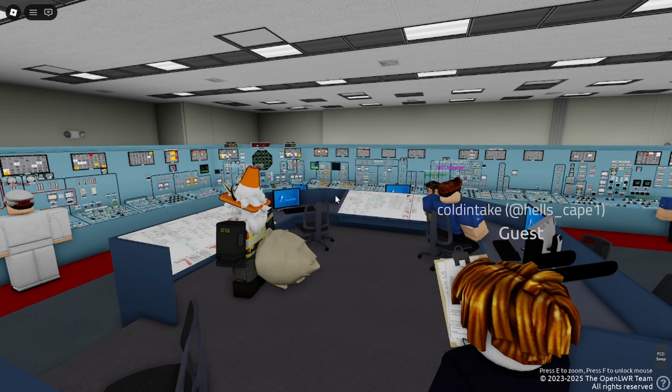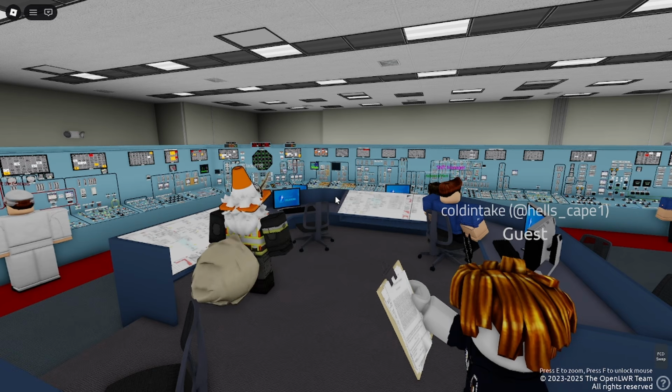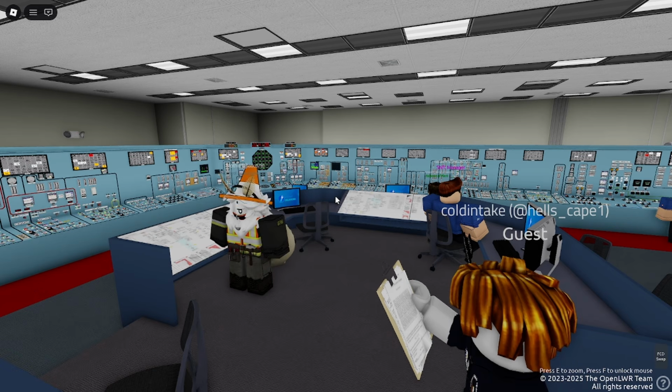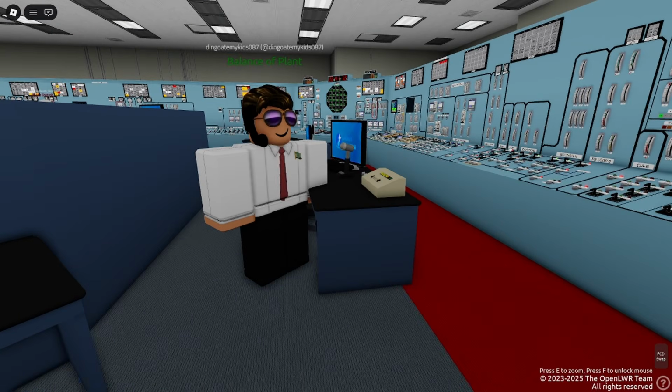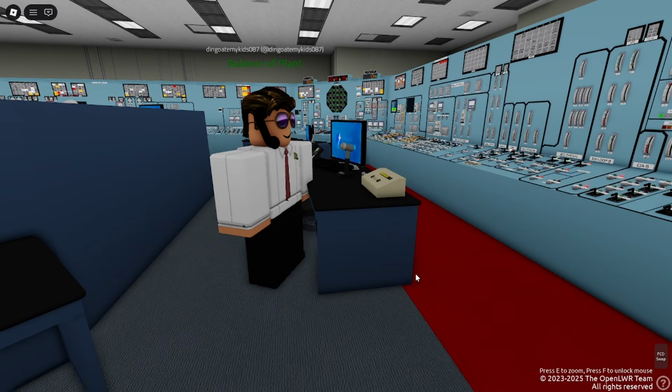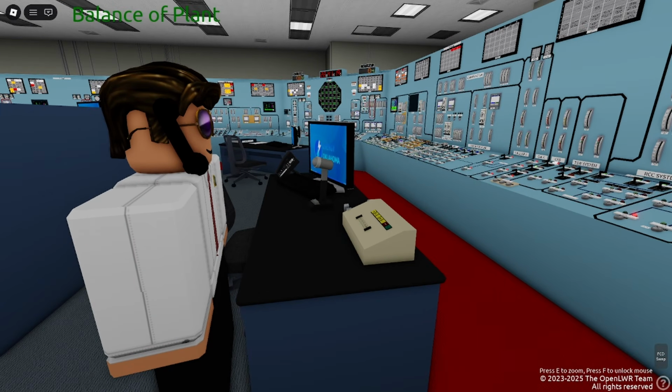Valve pressure is exactly 0 pounds and stable. Throttle pressure is 0 pounds and stable. That's correct. Control room to party line 1. Equipment operator on party line 1, go ahead. I need you to reset the shunt trip breakers. I understand, reset the shunt trip breakers. That is correct. EO out. Control room out.